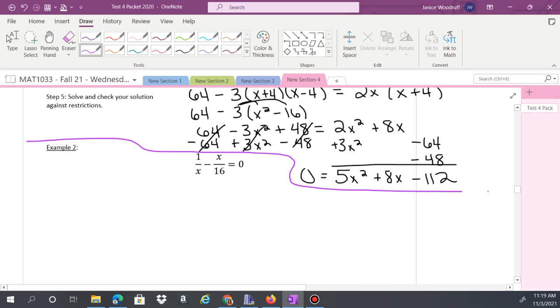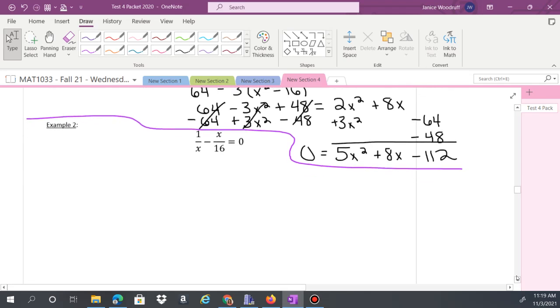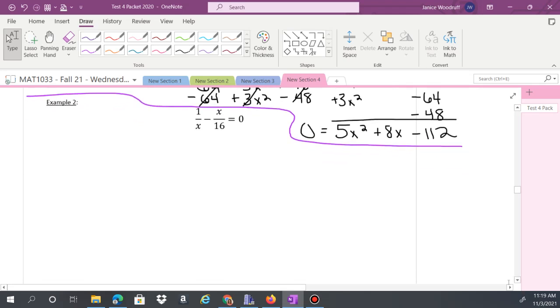Okay, so you have 1 over x minus x over 16 equals 0. So the first step is to factor the denominators. Denominators are just one term, so I don't need to do that. Step 2, I want to note my restrictions. I do have an x in the denominator, so I'm going to have a restriction of 0, because I can't have that x be 0, because that would be 1 divided by 0. So I can't have an answer of 0.